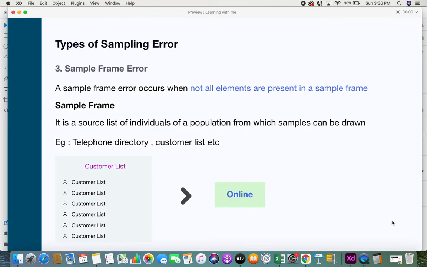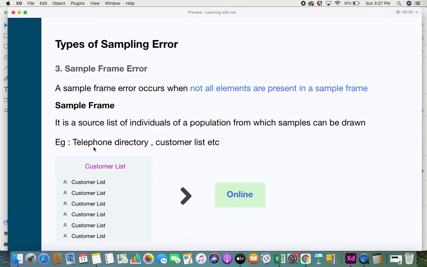The third type of sampling error is the sample frame error. Before looking into what this error is, let us understand what a sample frame is. A sample frame is a source list of individuals of a population from which samples can be drawn. For example, a telephone directory, a customer list, a students list, or an identity manager with all the emails or all the roles are all sample frames.